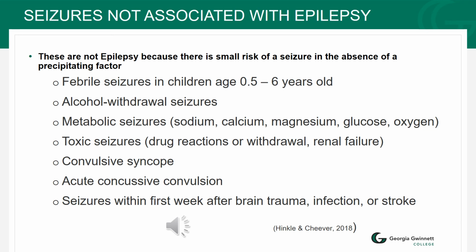Let's say someone has a concussion, they can have an acute concussive convulsion or a seizure that's caused by that concussion, not considered epilepsy. And then seizures within the first few weeks after a brain trauma or infection or stroke are seizures that are caused by those things, and they also are not considered epilepsy.